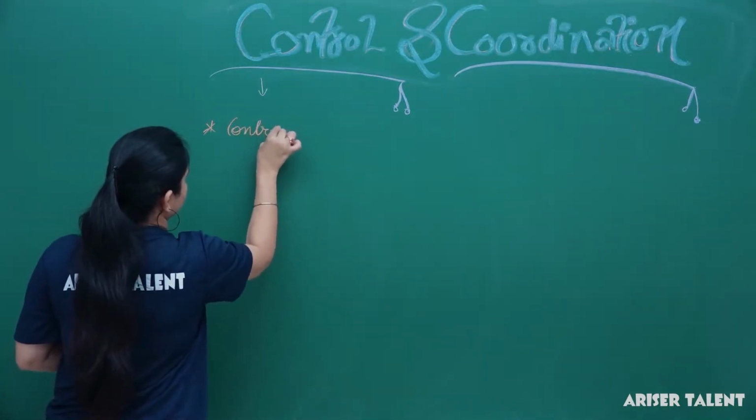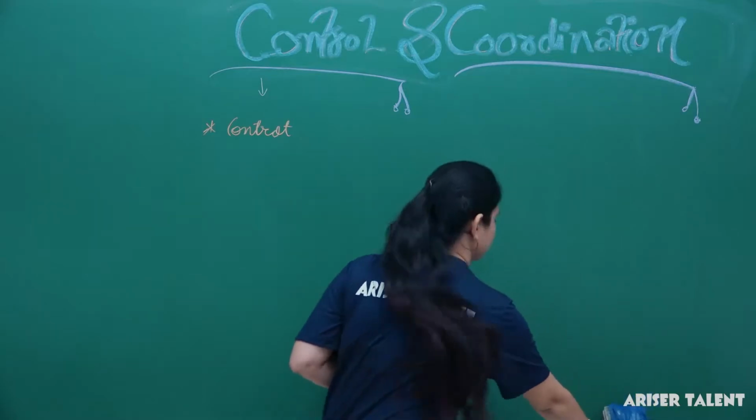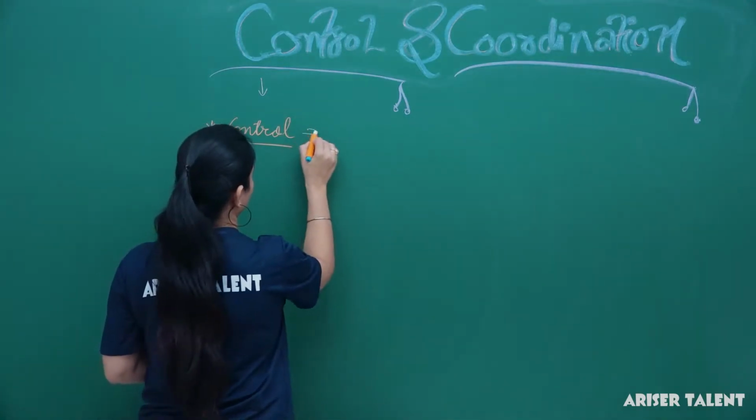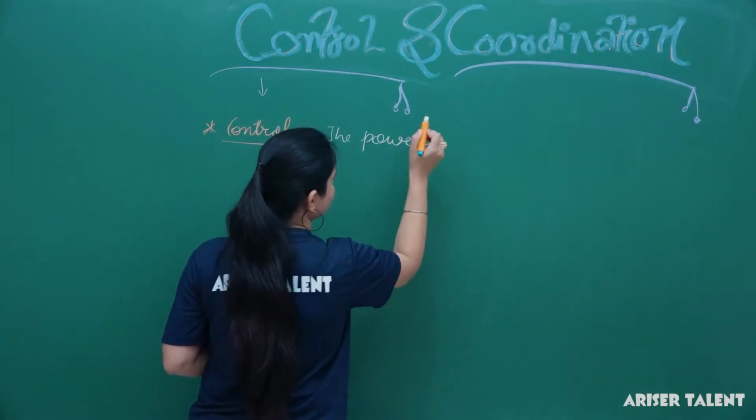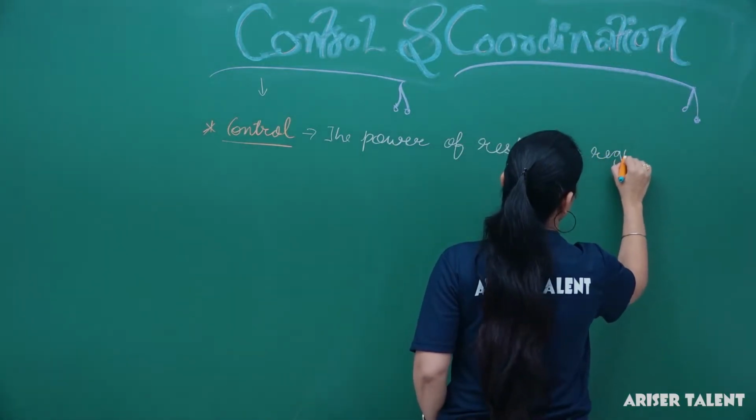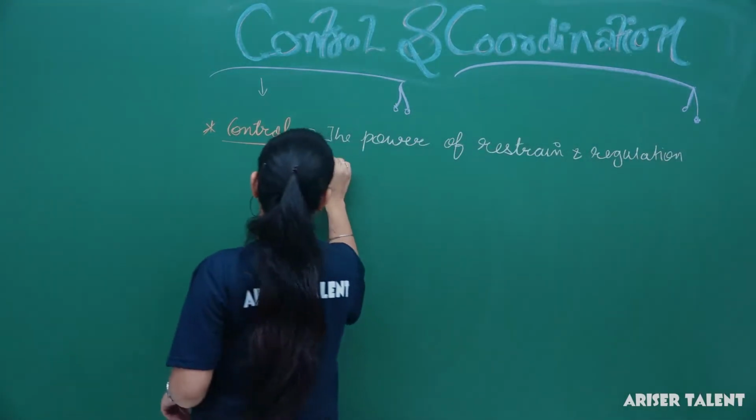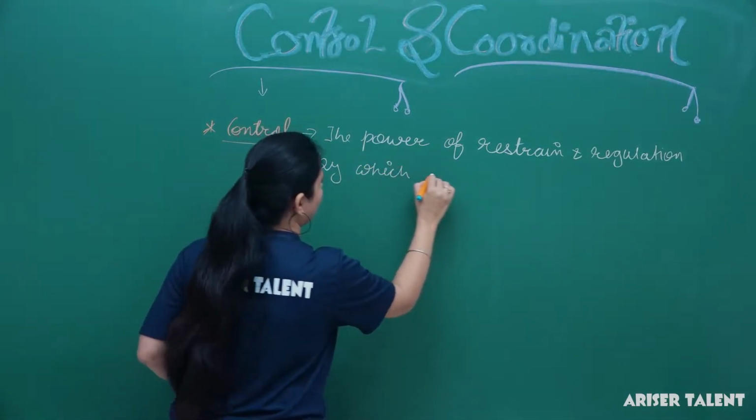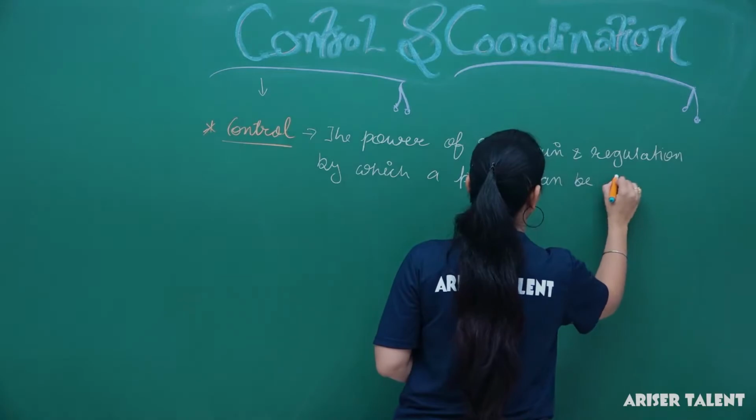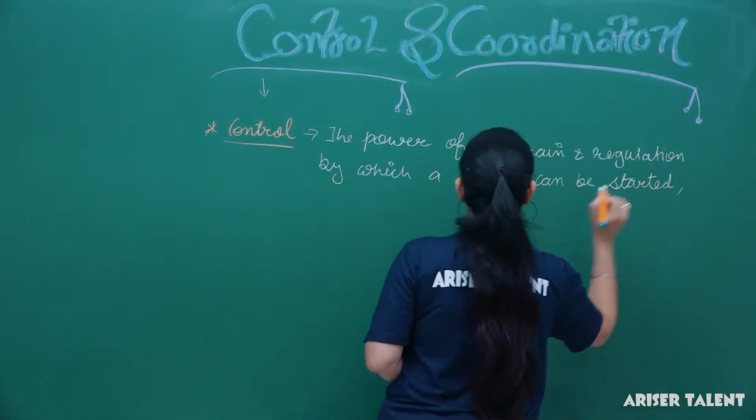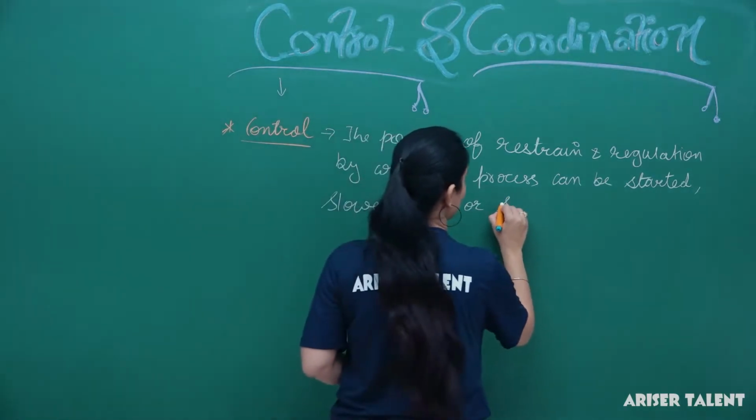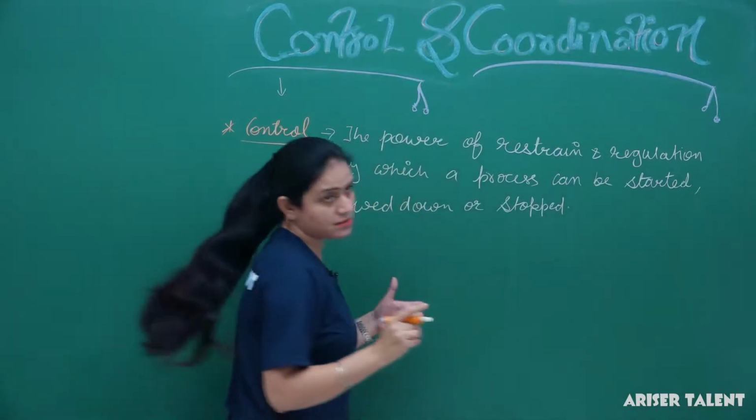So the meaning of control here is: control means the power of restraint and regulation by which a process can be started, slowed down, or stopped. So this is the meaning of control.